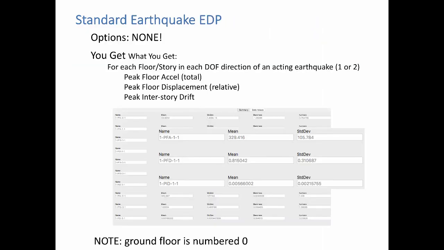So again, here's the standard earthquake. We get all this output for each floor. We get the peak floor acceleration. Now that's total floor acceleration, where we will add the ground acceleration to the relative acceleration to give you a total acceleration.